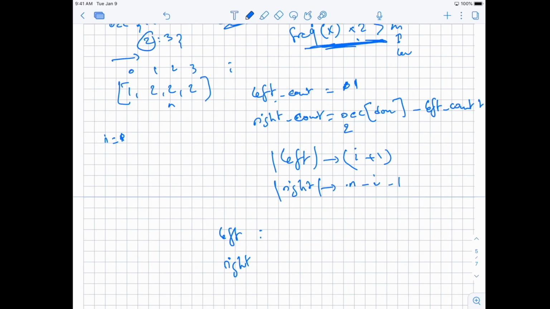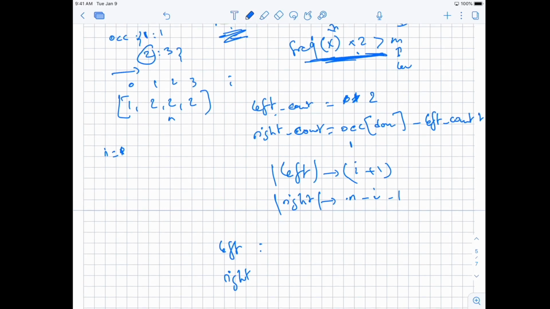We check this one. This is equal to the dominant element for the array, so we increment left count by 1, making it 2. 3 minus 2, that means that here we have only 1 left. So we apply the frequency, so it's 2 multiplied by 2. Is it bigger than the length, which is here, I is equal to 2, which is 2. So 4 is bigger than 2, so this is a valid split.